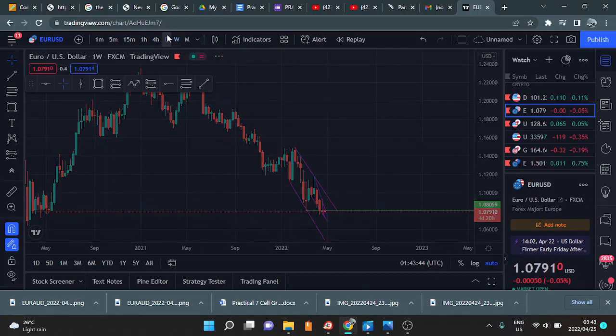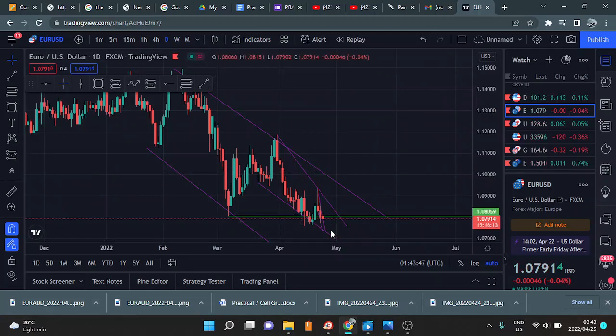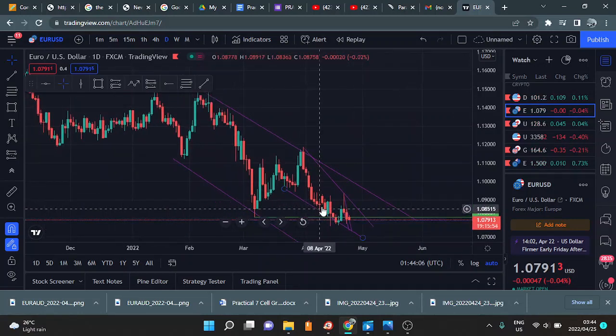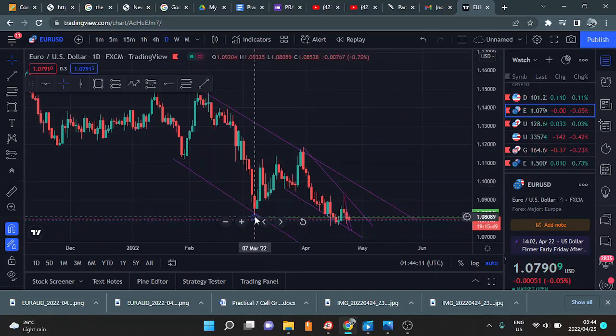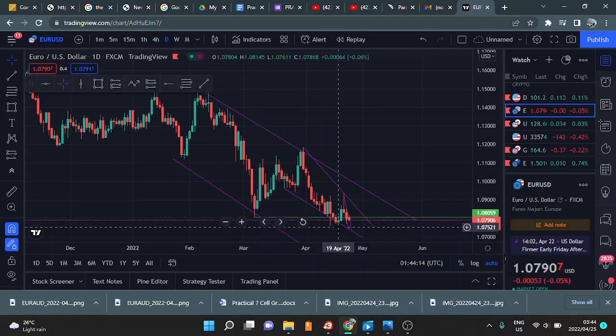Moving on to daily time frame. As you can see on daily time frame, the market kept on creating higher lows, lower highs, lower highs, lower lows, and lower lows. And the market pushed to the downside and broke this key area here, this support, then went back into structure, then came back to break it again, which indicates that the sellers have more power than the buyers.